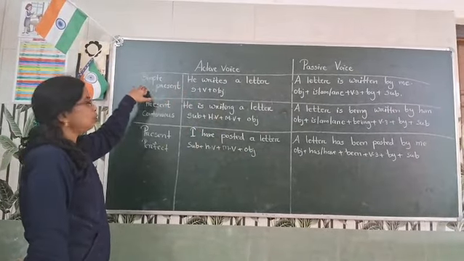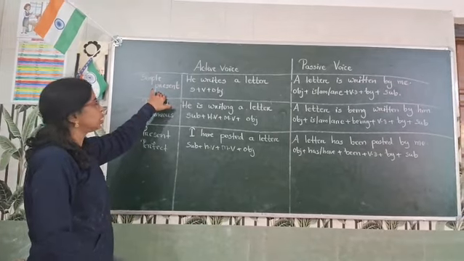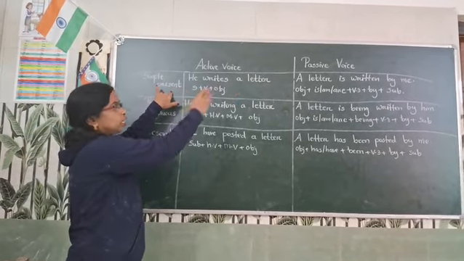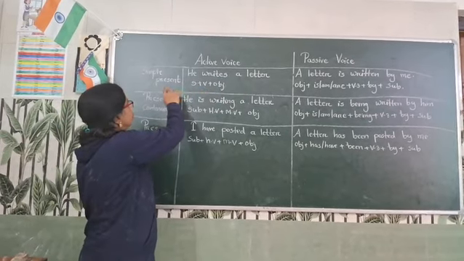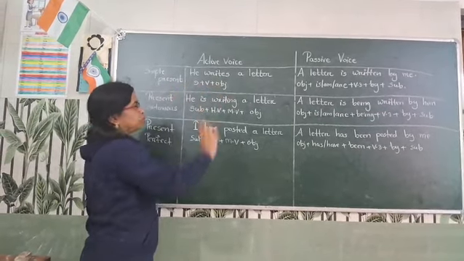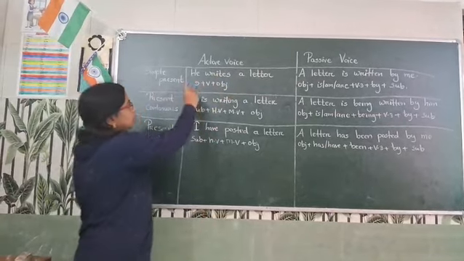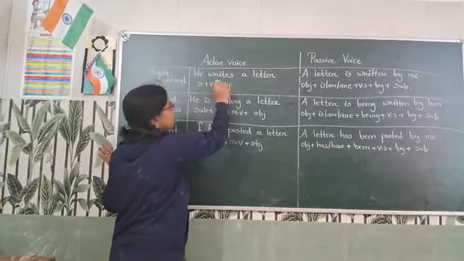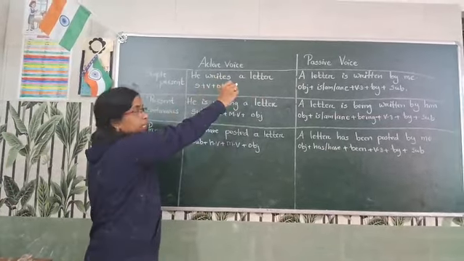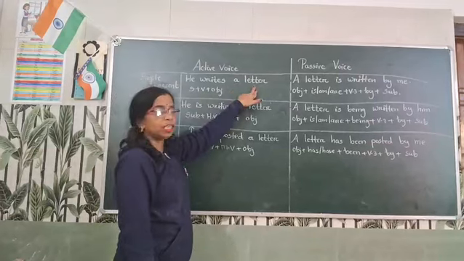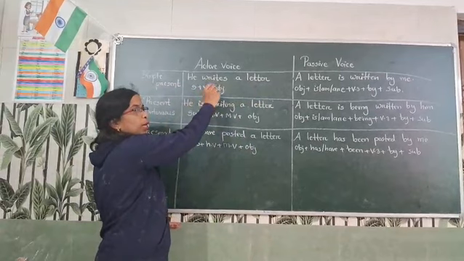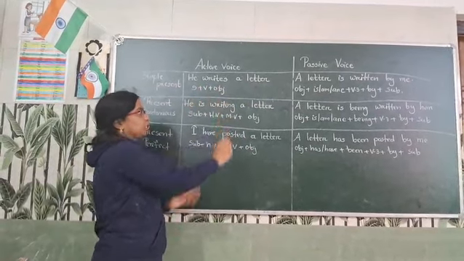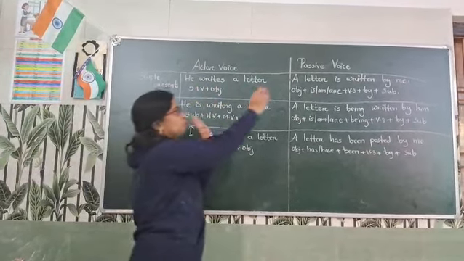First one, simple present tense. In simple present tense, what will we do? Active voice and passive voice. Now we have to follow some rules of simple present tense, active voice and passive voice. For example, he writes a letter. This is a sentence. In this sentence, he is the subject, writes is the verb, and letter is the object. This is the structure of the sentence: subject, verb, and object. This is active voice.